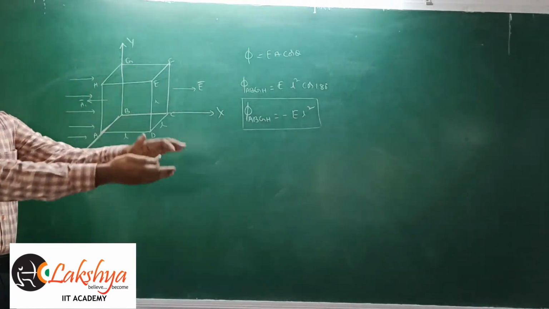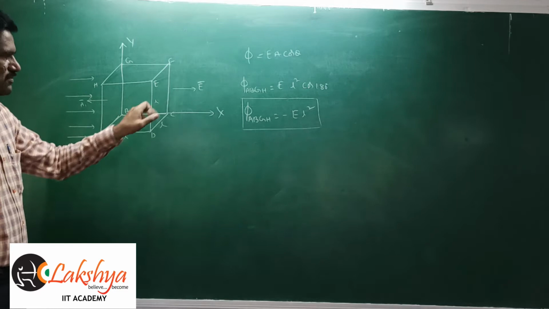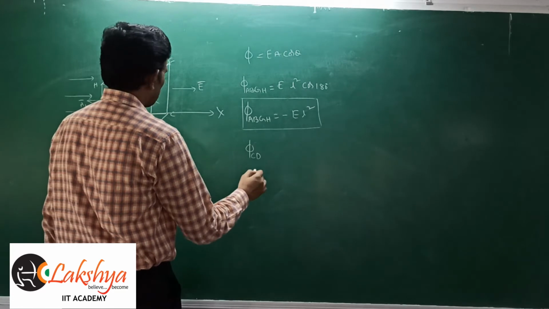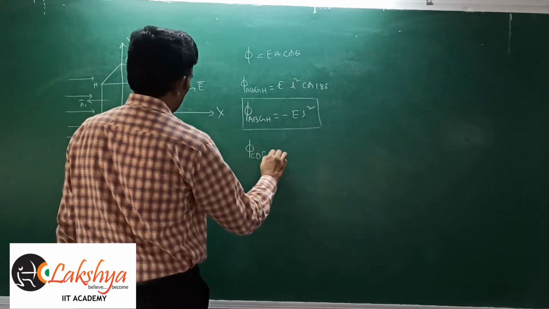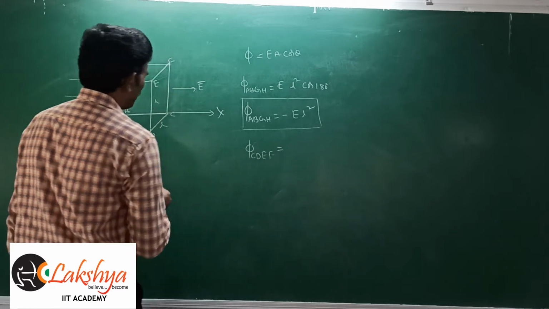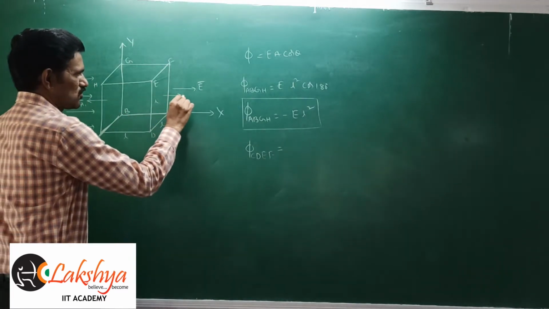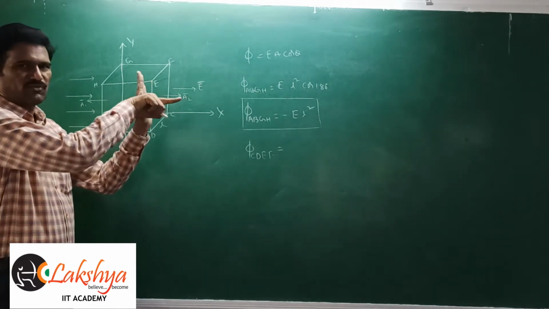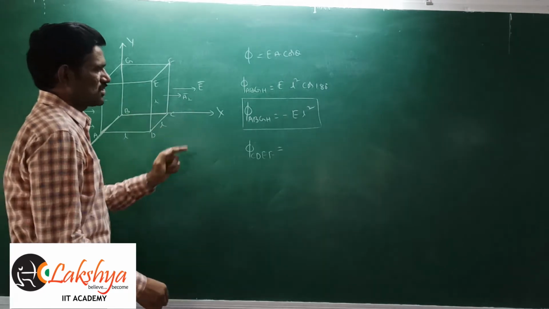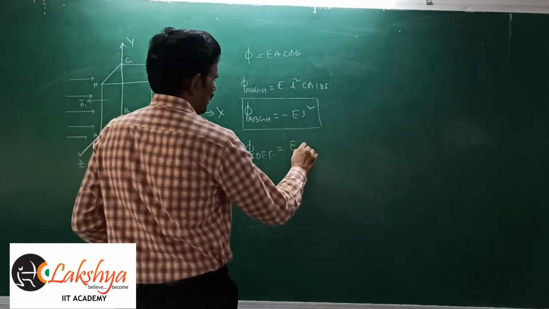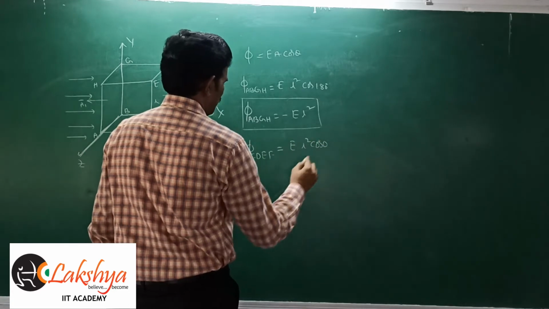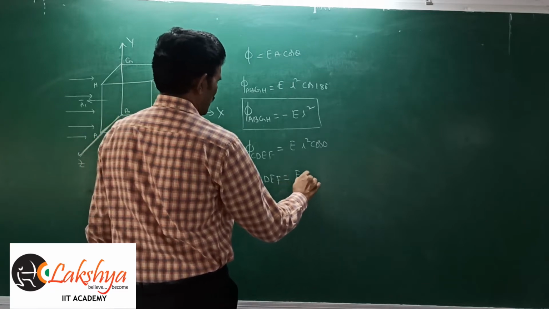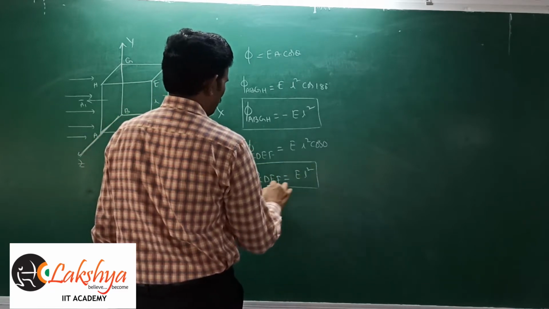Now I am writing the flux through the opposite face, CDEF. For this, E bar is like this and our area vector A2 bar, the outward normal, is also like this. The field is also in the same direction. So this will be E into L square into cos 0, so you will get E L square. So this is the flux through that face.